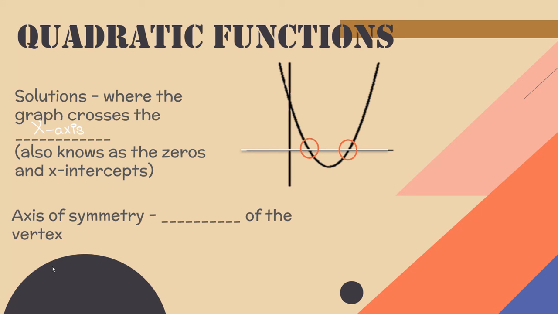The axis of symmetry is the x value of the vertex. Remember, the vertex was this lowest point, or it's the highest point if our graph is flipped. And it is written as a point, x comma y. The axis of symmetry is the x value. So we would write that as x equals whatever number that is.